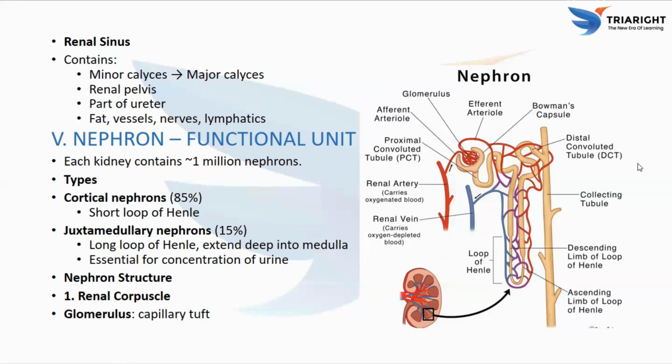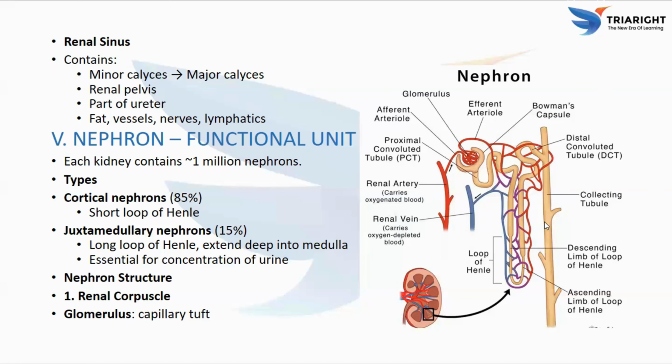So this is a picture of the nephron, which is the functional unit of the kidney. In this picture, you can see all the parts of the nephron. This is the Bowman's capsule, and the glomerulus together they form the renal corpuscle. And you can find the distal convoluted tubule, the tubular system, the proximal convoluted tubule, and this is the collecting tubule. And this is the loop of Henle, the descending limb and the ascending limb of the loop of Henle. And you can find here the renal artery and renal vein, which carry the blood, and also the afferent arteriole and efferent arteriole.